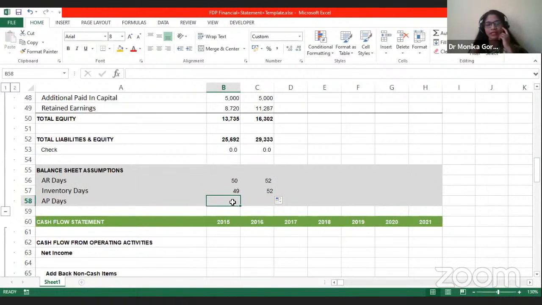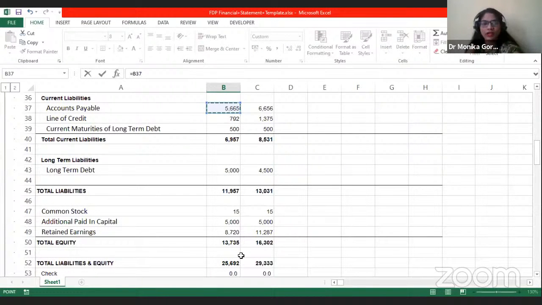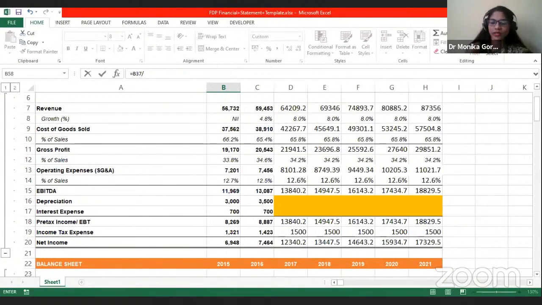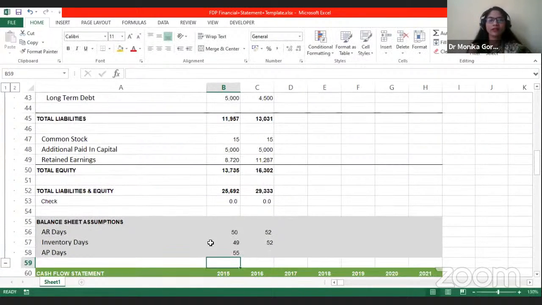Again, I'll drag that. Next is accounts payable. I'll go to balance sheet, accounts payable 2015, divided by, since accounts payable is related to your cost of goods sold, parenthesis, your cost of goods sold divided by 365. Why are we doing this? When I divide by 365, I come to know one particular day's revenue, or one particular day's cost. If your cost of goods sold for the annual year is 37,562, when I divide it by 365 days, I come to know one individual day. Then I divide your annual accounts payable by that one individual day. So here I get 55 days.